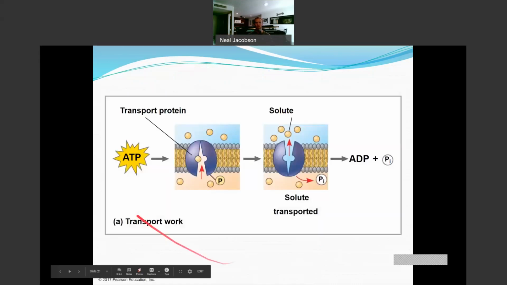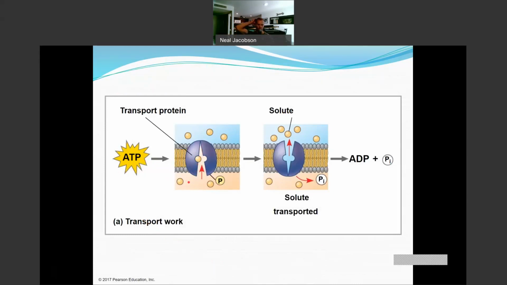All right, so let's just show how ATP works on a number of different processes in the body. So what we have here, this should look familiar. This is a transmembrane protein. All it's going to do is take a molecule from inside the cell and transport it outside the cell.